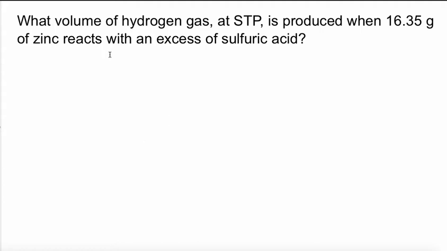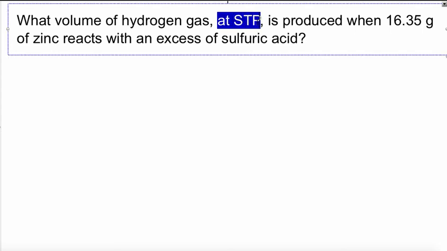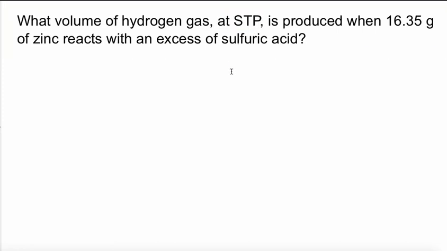So the question asks us to find a volume of hydrogen gas at STP. Now when we see STP, that might initially be something new to us, but all it really means is standard temperature and pressure. And for us, standard temperature is 0 degrees Celsius for a gas, and standard pressure is 1 atmosphere. So when it says standard temperature and pressure, that just means 0 degrees Celsius and 1 atmosphere. And the reason why that matters is because there's certain things that are true about a gas at standard temperature and pressure, at least for an ideal gas.